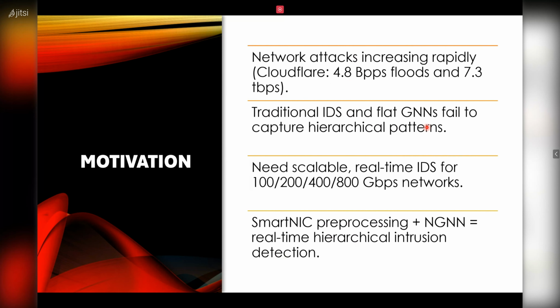Traditional IDS and flat GNNs fail to capture the hierarchical pattern of these attacks, and we need a scalable real-time intrusion detection system for 100G, 200G, 400G, even 800G network traffic. Currently a SmartNIC with 800G, the BlueField-4, is available. But in our lab, we have a 400-gigabit BlueField-3, where we implemented this nested GNN real-time hierarchical intrusion detection system.